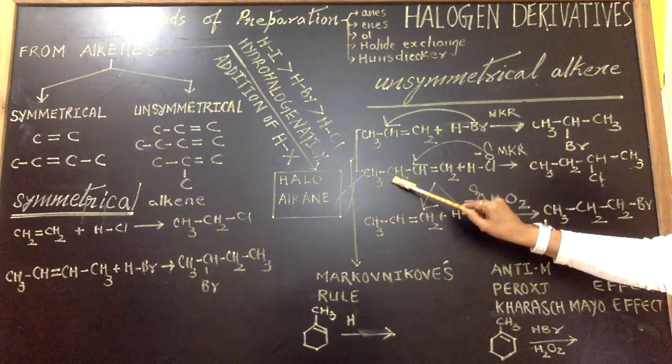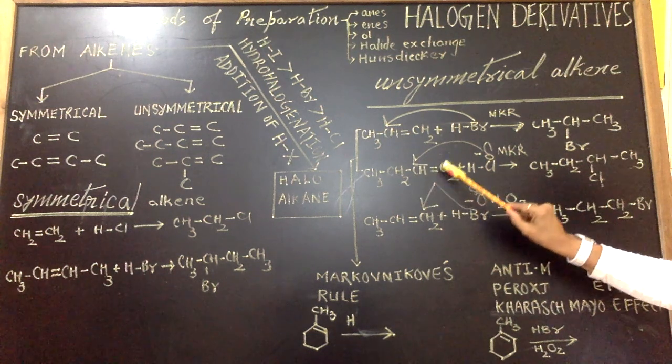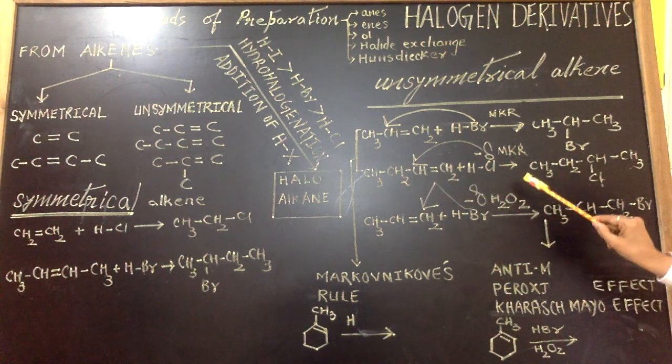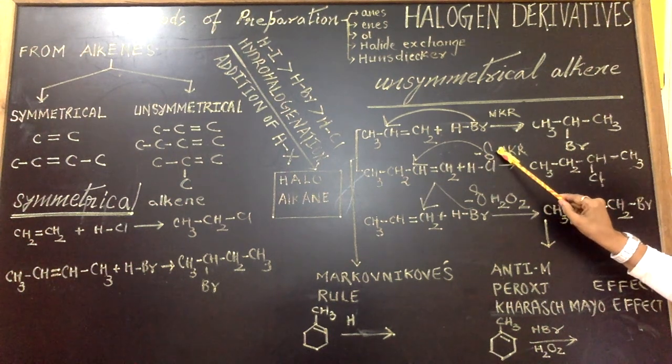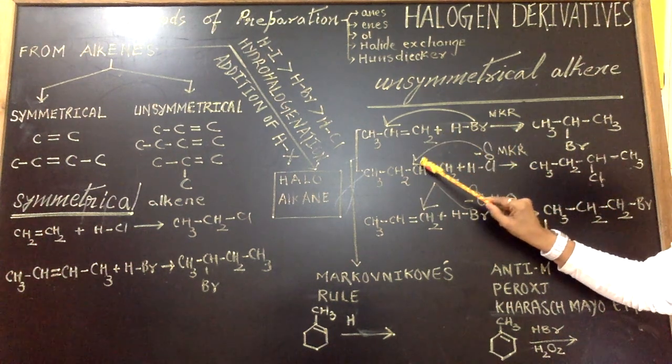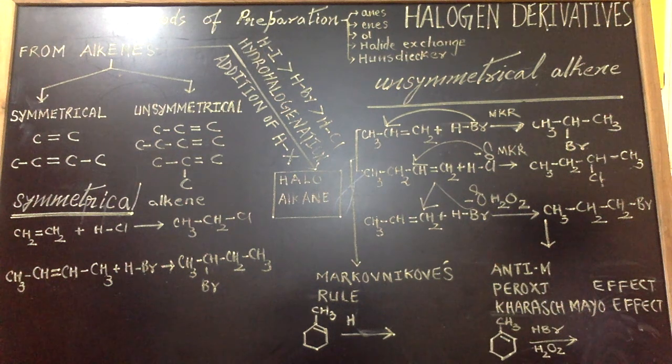Similarly, when I take unsymmetrical alkene butene and I treat it with HCl, then you see negative part of the reagent chloride gets attached to carbon having less number of hydrogen atoms across the double bond. So we get 2-chlorobutane.